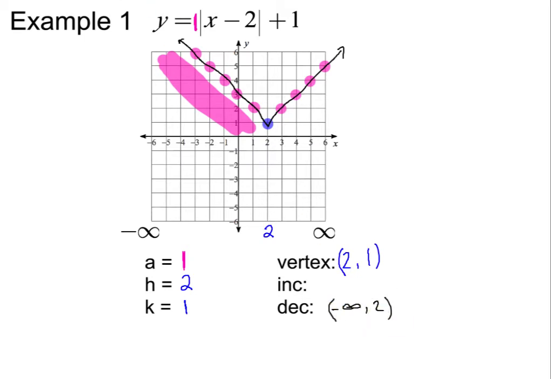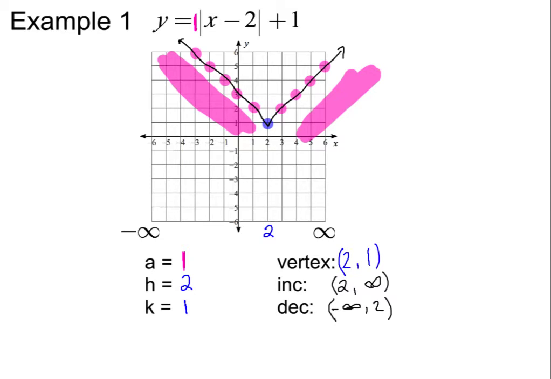Now, similarly, if I go to the other side of the vertex and look on this side, notice that it has a slope that is positive, so that will be where my function is increasing. So I would go from 2 to infinity, and that would be the increasing side for my function. All right, that's how you graph the absolute value function.